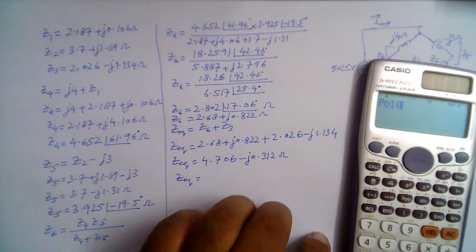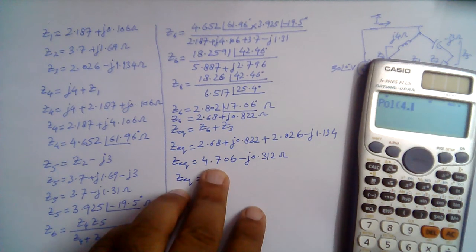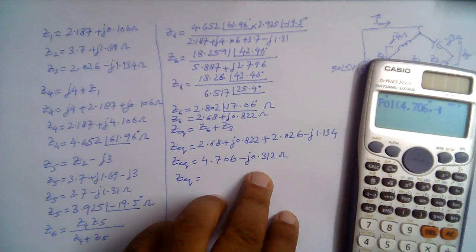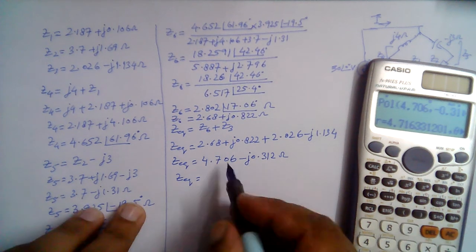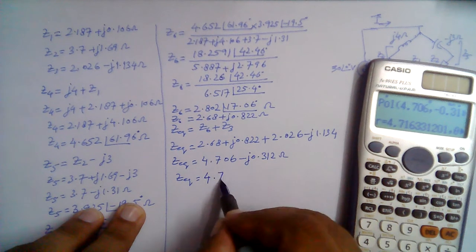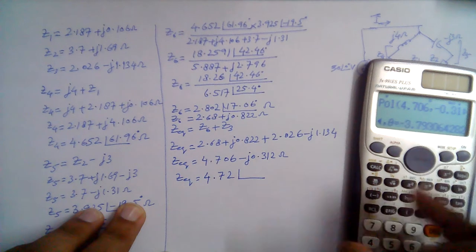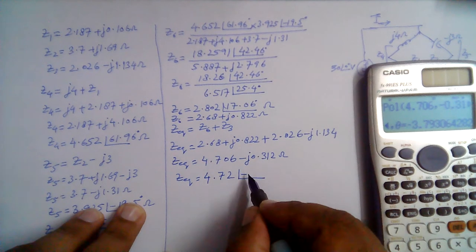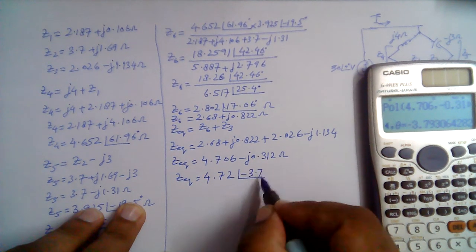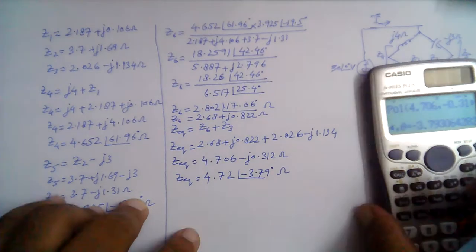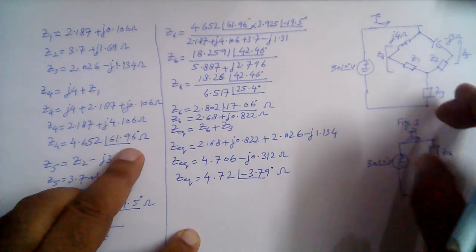And in polar form, let's find the polar form, 4.706 and minus 0.312, that is 4.72, and the angle is minus 3.79 degrees ohms. So this is the equivalent impedance of this entire given circuit.